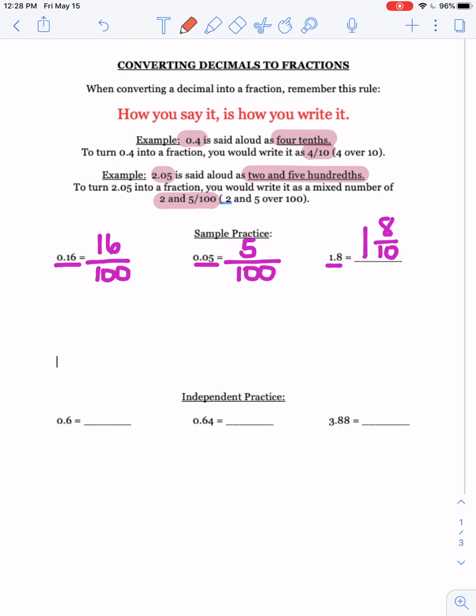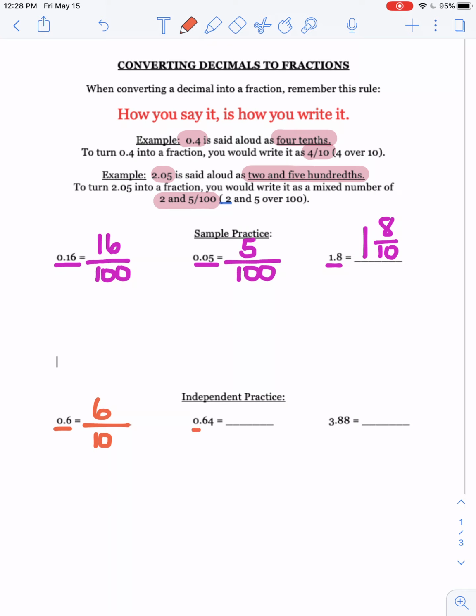Okay, so now we're going to come back and review your independent practice and check your answers. So our first independent practice problem is 0.6. We would say that as 6/10. So basically there's one number after the decimal, so 10 becomes our denominator, 6/10 is now our fraction.